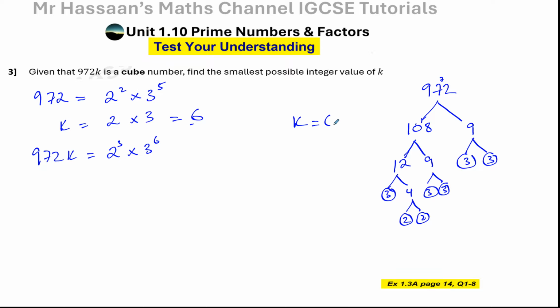So we know that k equals 6 is the smallest possible integer value of k that will cause 972 times k to be a cube number. Okay, so that's how you deal with such questions. It's quite a common question in the IGCSE exam.